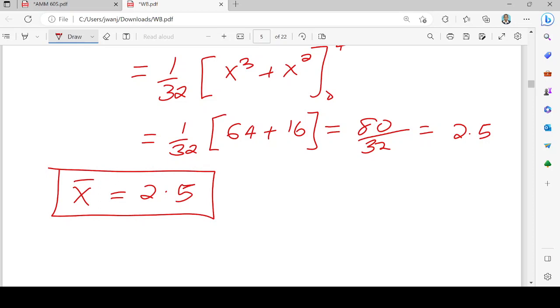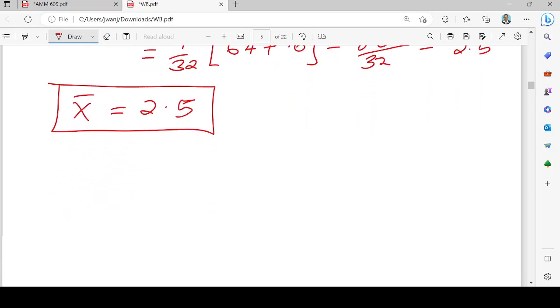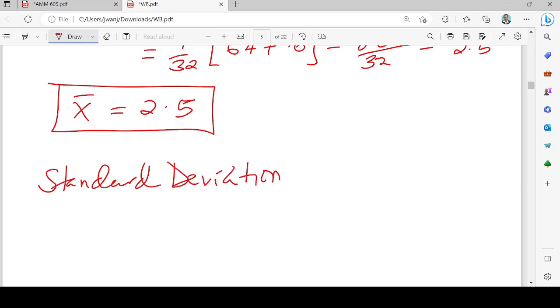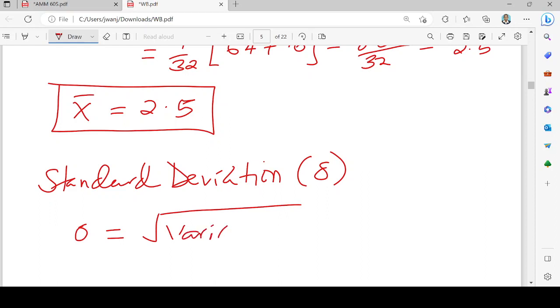Now, if we want to find the standard deviation, we denote the standard deviation by sigma. So the standard deviation sigma is the square root of the variance of the distribution.